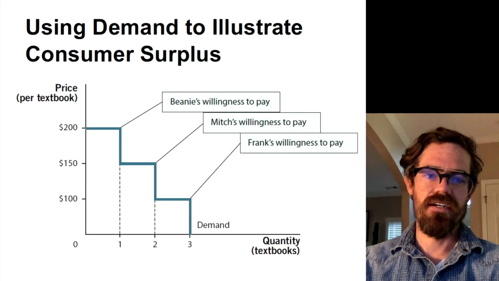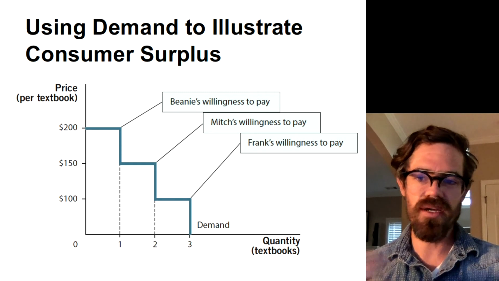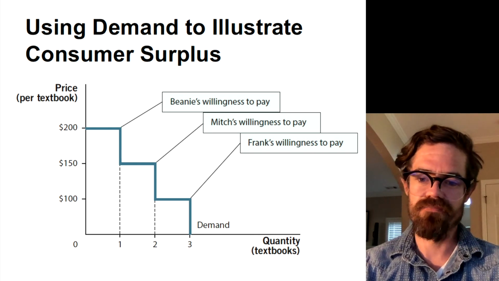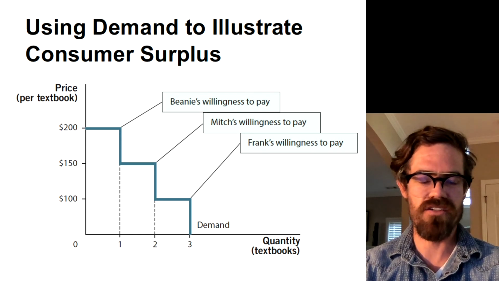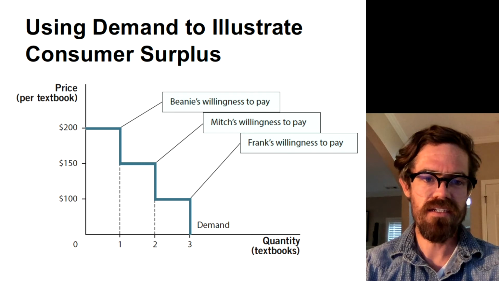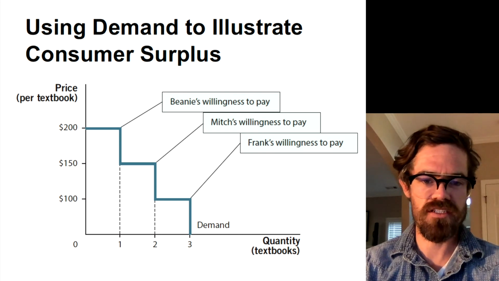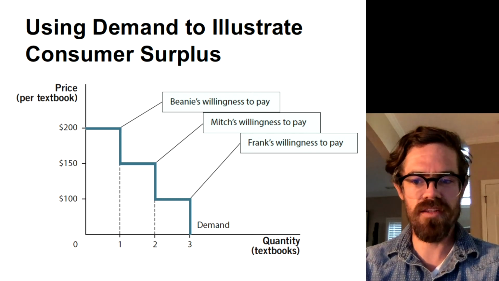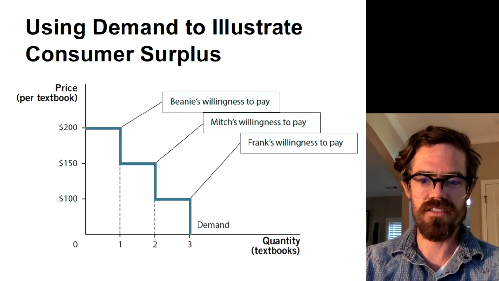We can look at this graphically. Just like I said, the willingness to pay is basically the demand curve. Here it's illustrated as a stepwise function. I may have mentioned early in the semester that in real life we can't buy half of a Big Mac, for example, so in real life, demand curves are stepwise functions. They look like stairs. The highest step is, of course, Beanie with his $200 willingness to pay. The second step is $150 for Mitch. And then the lowest step is Frank and his willingness to pay. We are assuming that these three guys are the only people in the market for this textbook, so there's the market demand curve, the market stepwise function.